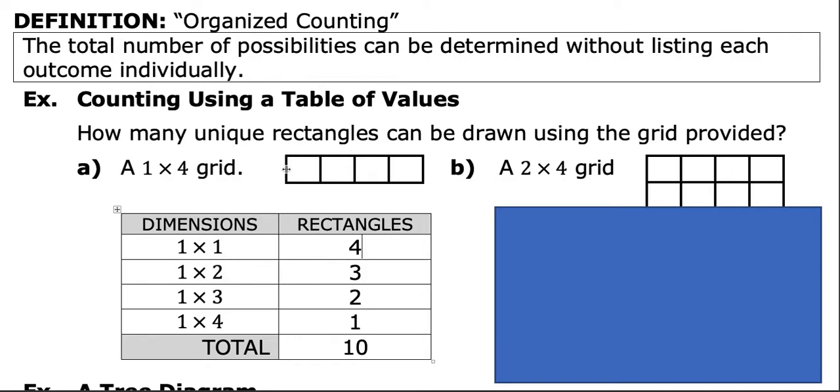Next, a 1 by 2, I could have this pair, or this pair. That's 3. And a 1 by 3, remember that's rows and columns. 1 by 3 looks like this shape here, and that makes 2. And a 1 by 4, that's using just the outside border. And that is each of the different outcomes that are possible. We can take the total of this by adding, and we end up with 10.